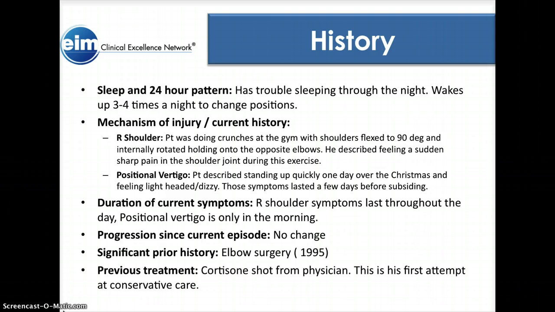The positional vertigo, he described standing up at Christmas and feeling lightheaded, and the symptoms stayed present for about 2 to 3 days before subsiding and only cropping up in the mornings when he wakes up. The progression is unchanged over the past couple months. The only significant prior history was elbow surgery in '95, but that's been followed and treated and has not caused any issues since. He, as described before, had a cortisone shot from the physician, but that did not provide any benefit, and this is his first time attempting conservative care.